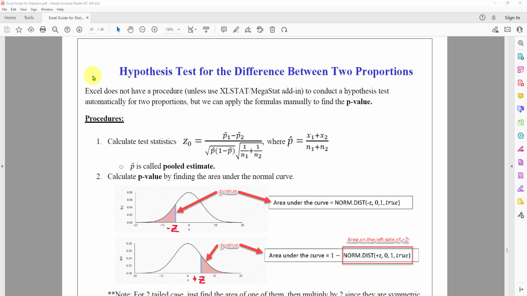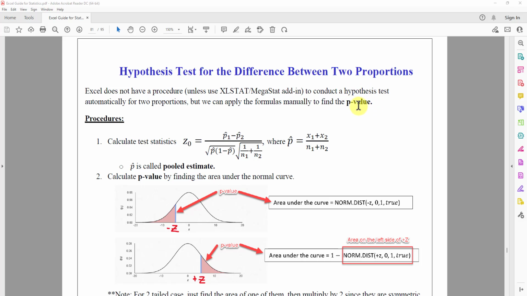In this video, we'll learn how to use Excel to perform hypothesis tests for the difference between two proportions. Excel does not have a procedure unless we use the XLSTAT or the MegaStat add-in to conduct a hypothesis test automatically for two proportions. But we can apply the formulas manually to find the p-value.